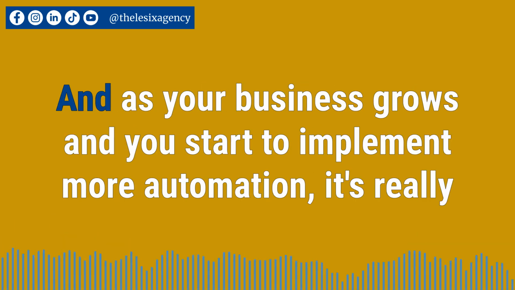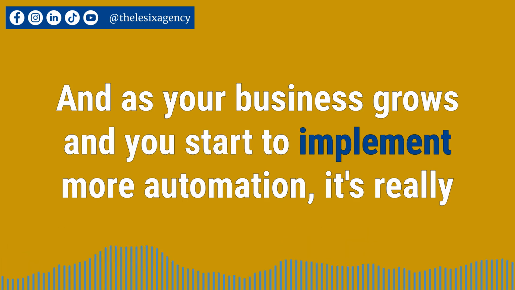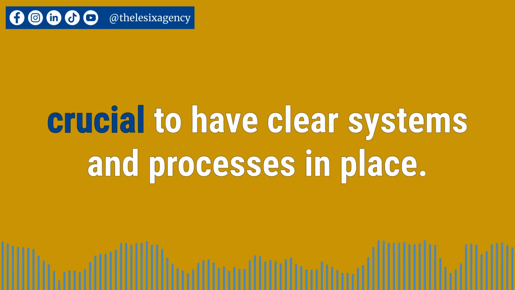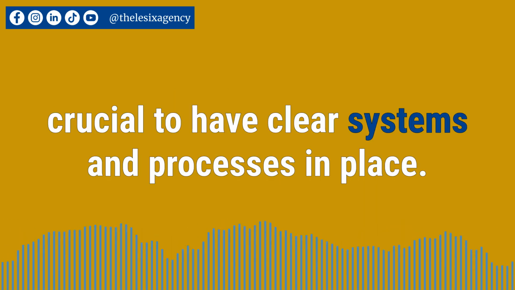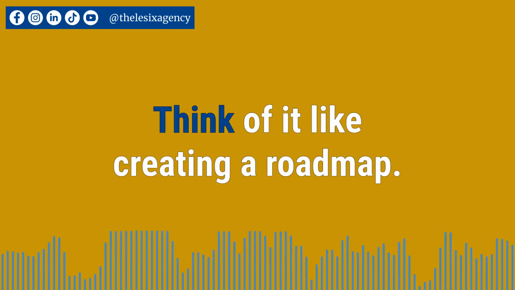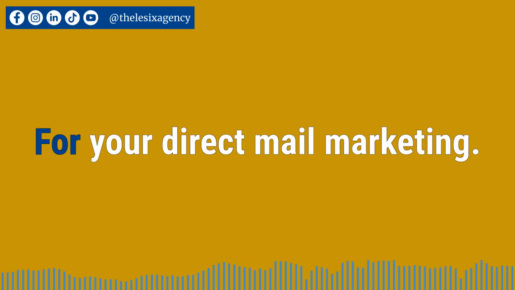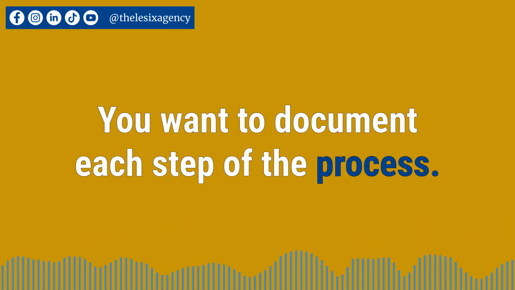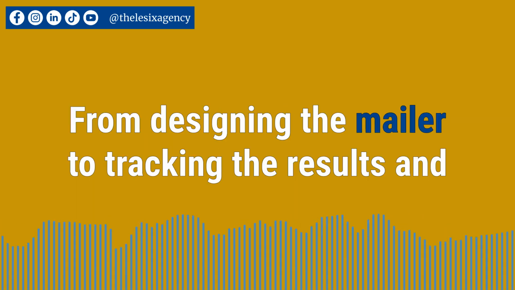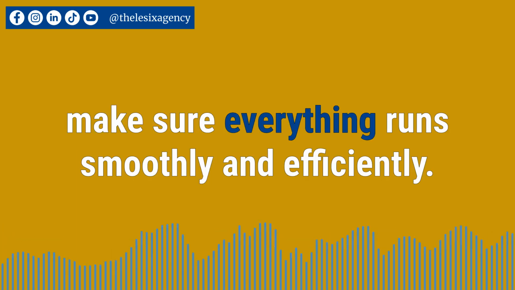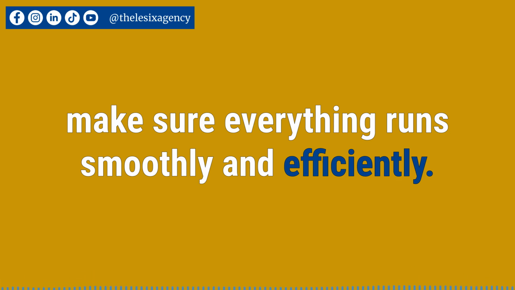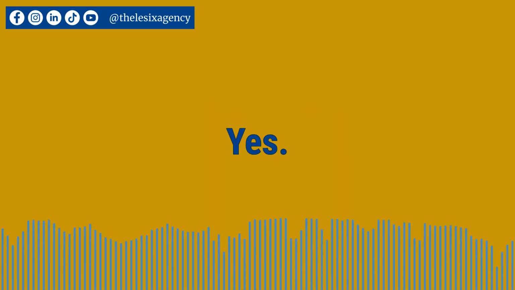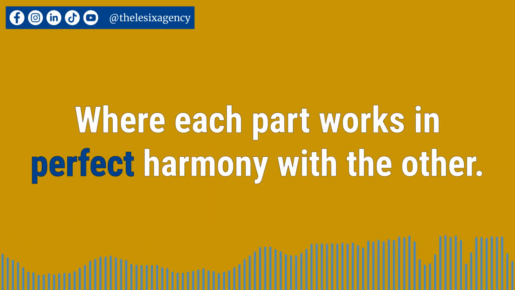It is. You're leveraging technology to streamline your processes, but you're not letting it take over that human element of your business. And as your business grows and you start to implement more automation, it's really crucial to have clear systems and processes in place. Think of it like creating a roadmap for your direct mail marketing. I like that. You want to document each step of the process, from designing the mailer to tracking the results, and make sure everything runs smoothly and efficiently. It's like having a well-oiled machine where each part works in perfect harmony with the other.